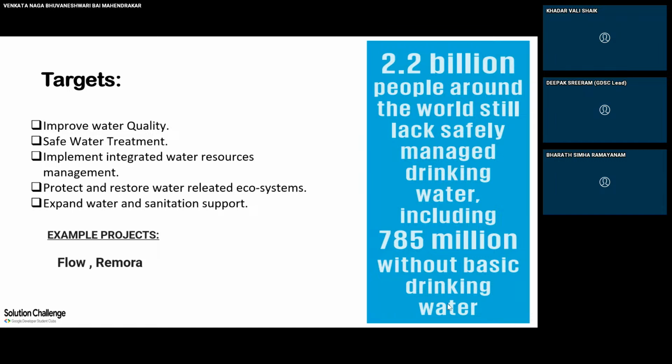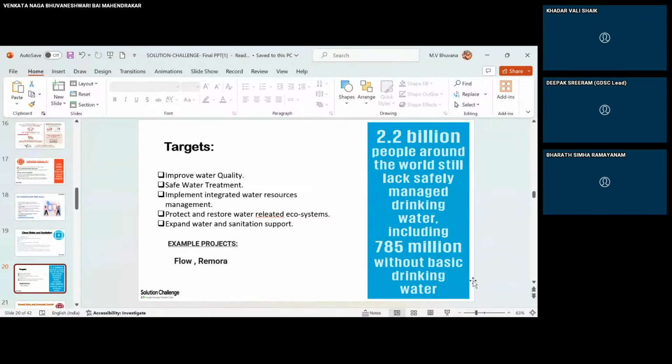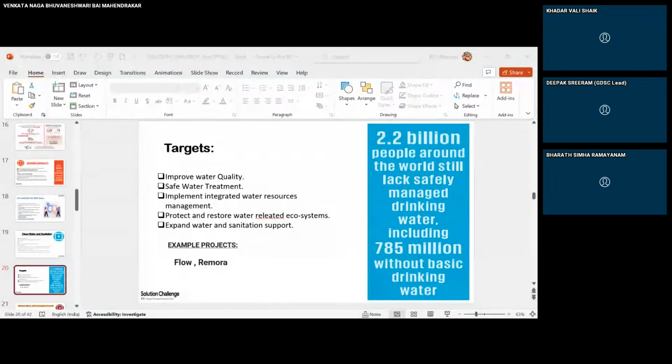These are the targets given by the United Nations, and the example projects are applications like Flow and Remora that track the availability of water. The Flow app tracks the availability of water using GPS, where we can know how much percent of water is available, where we can find it, whether it is clean or not, and how we can make it clean. Those apps will tell us all this. So just at least tell me how we can solve this problem.